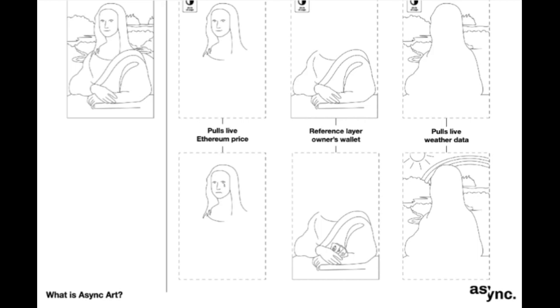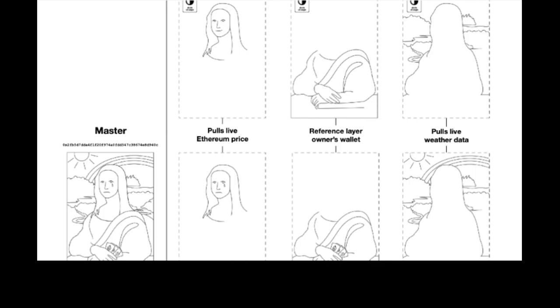As they're doing this, these original layer tokens are not changing. What is changing is the master. So the master is always reflecting whatever the current states are for the layers. So basically, every time a layer changes, the master will reflect this. So you can see the master changing whenever the transaction goes through.